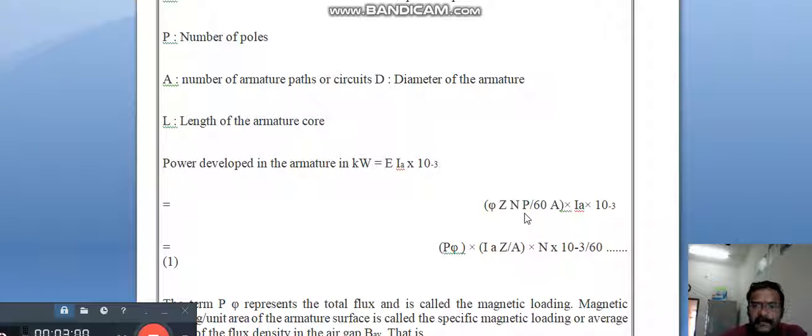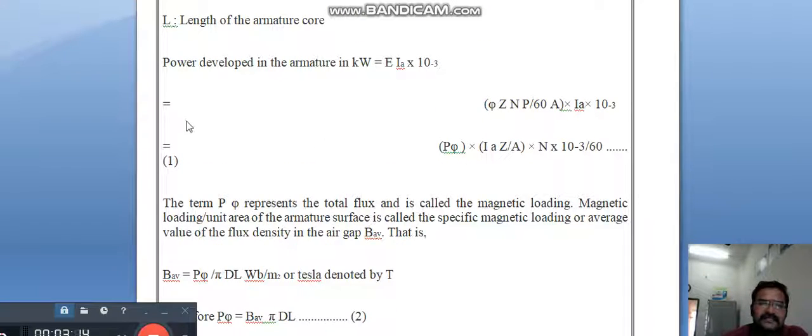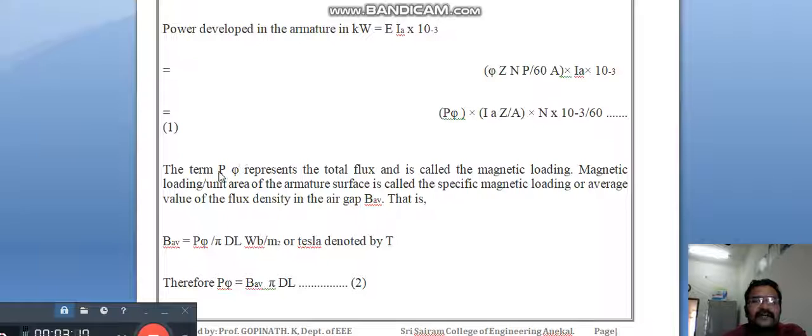From that, we separate P phi and IA Z by A multiplied with N and 10 to the power of minus 3. Let us consider this equation number 1. The term P phi represents the total flux and is called the magnetic loading. There are two types of loadings present in DC machines as well as AC machines, that is magnetic loading and electric loading. Here the term P phi is nothing but magnetic loading.